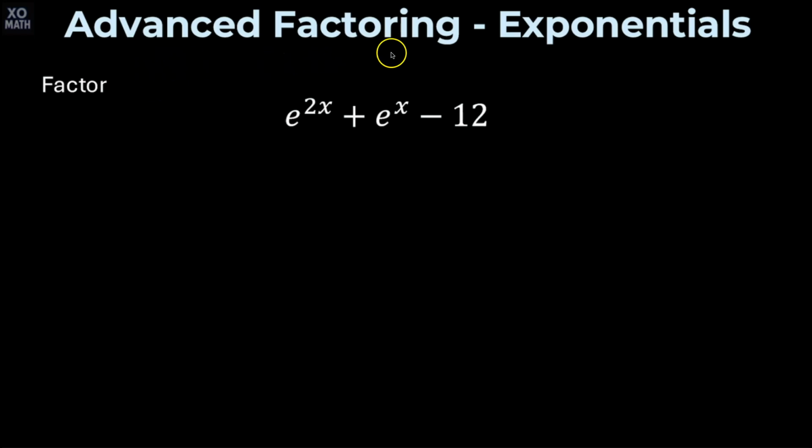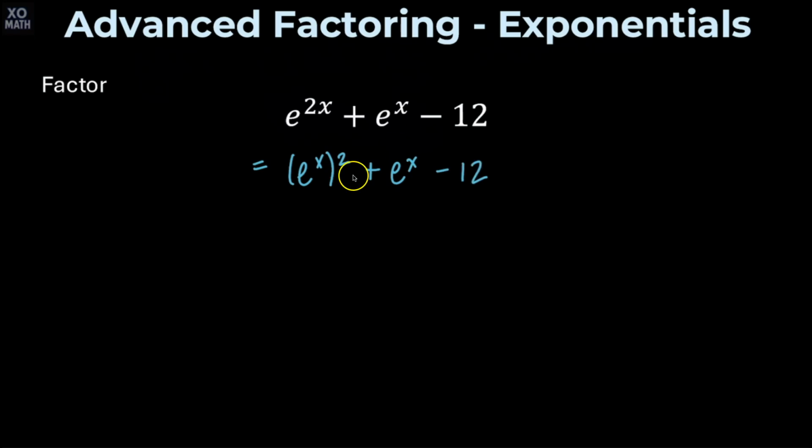Let's do some advanced factoring involving exponentials. We'll start by factoring e to the 2x plus e to the x minus 12. What we want to recognize is that this is in what we call quadratic form, and it's easier to recognize if we rewrite it. I'm going to rewrite the first term as e to the x, quantity squared. Then we have plus e to the x minus 12.